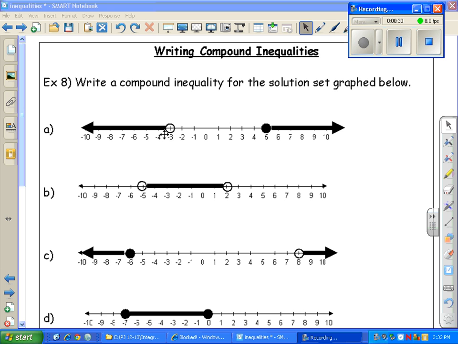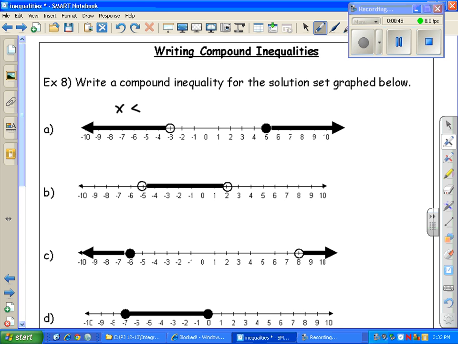One of the sets is indicated by this part of the graph, and the other set is indicated by this part. So we look at this part of the graph here. We have an open circle on -3. That's our boundary number. And the shading is going to the left. So this would be all the numbers that are less than -3. So the inequality we could use to represent that would be x is less than -3.